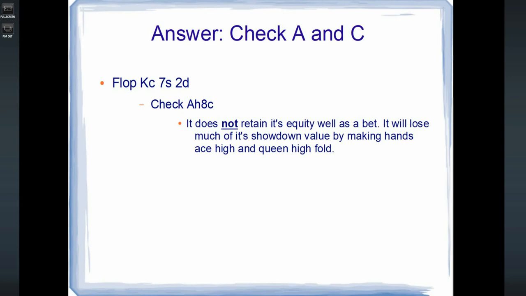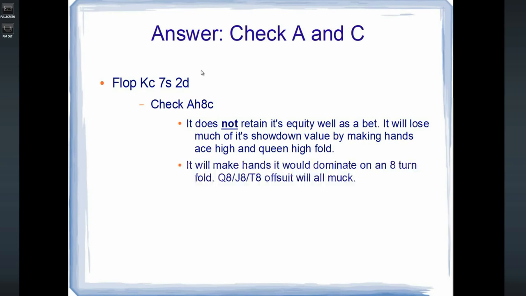And as we make our opponent's range a lot stronger, he's going to get to the turn with more hands like pairs that beat us, rather than get to the turn with ace-3, which we beat, or ace-4, which we beat, or queen-8, which we beat, or jack-8, which we beat. A lot of the hands that we beat are going to fold to our flop bet, so our hand's just not going to retain its equity very well.